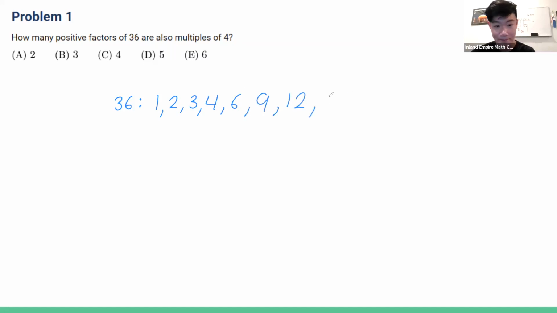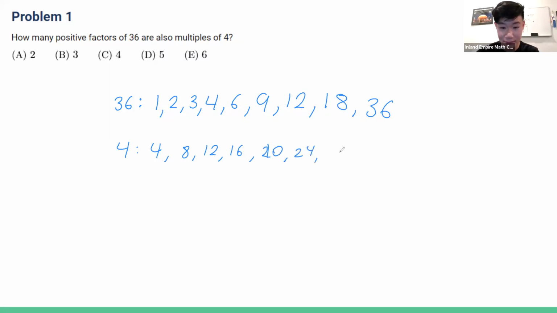12. Or sorry, not 13. That's wrong. It'd be 18. And that's about it, other than 36 itself. So that's all the factors of 36. Now, what are the multiples of 4? Well, let's go with 4, obviously. 8, 12, 16, 20, 24, 28, 32, 36. And anything higher than this won't happen because the factors only go up to 36.